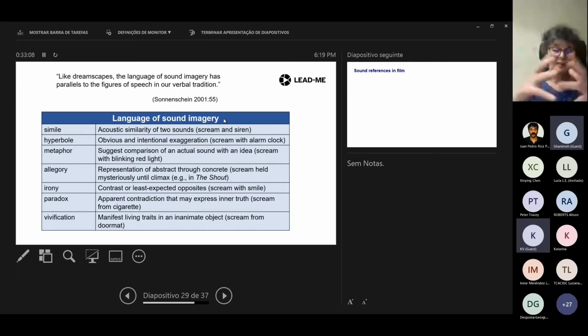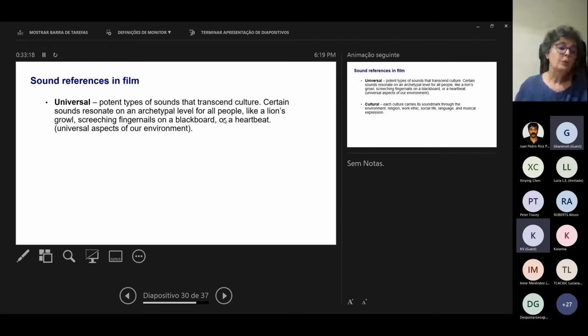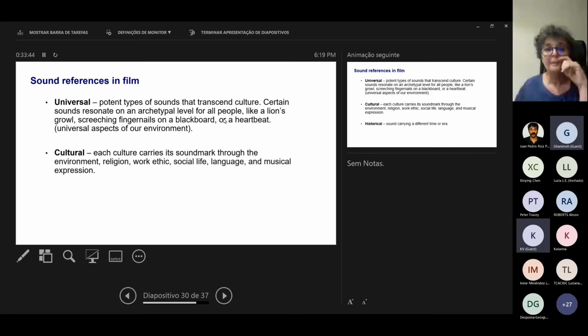This asks us to listen to sound very, very carefully to understand what sound is referencing in film. We will have universal sounds that will be easily understood anywhere in the world. The heartbeat, the growling, the knocking at a door. These sounds don't need a lot to be easily understood and for us to attribute some kind of synchronous understanding of what the sound is.